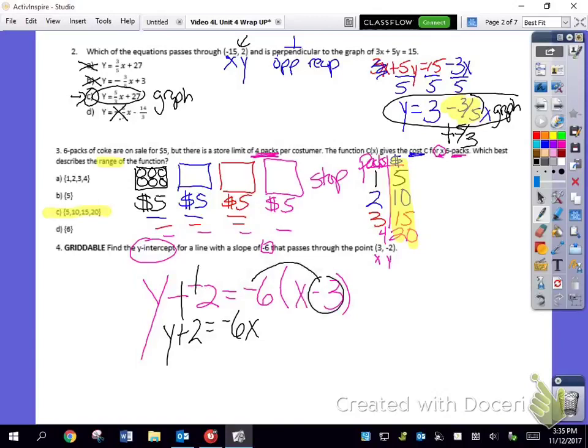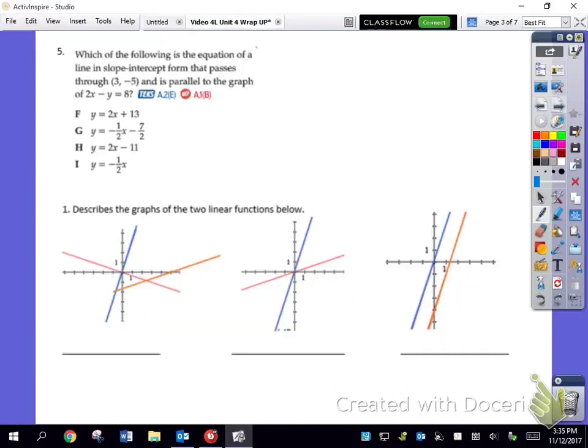So negative times a negative is a positive 18. And then the opposite of a plus 2 is a minus 2. So y equals negative 6x plus 16. And the question says, what is the y-intercept? The y-intercept does not have the variable. So my answer would be 16.